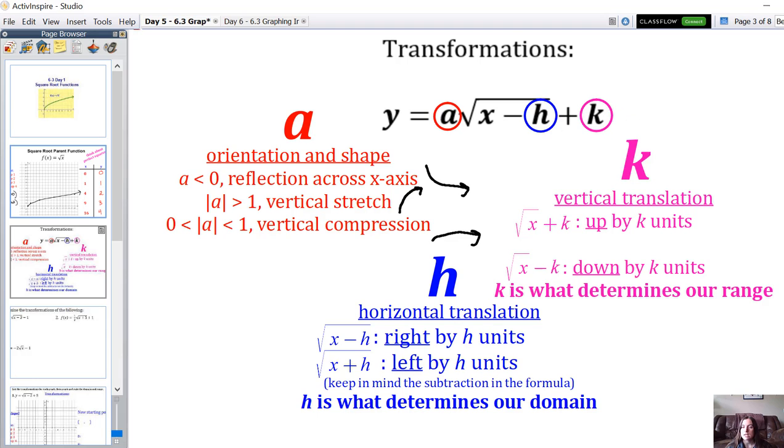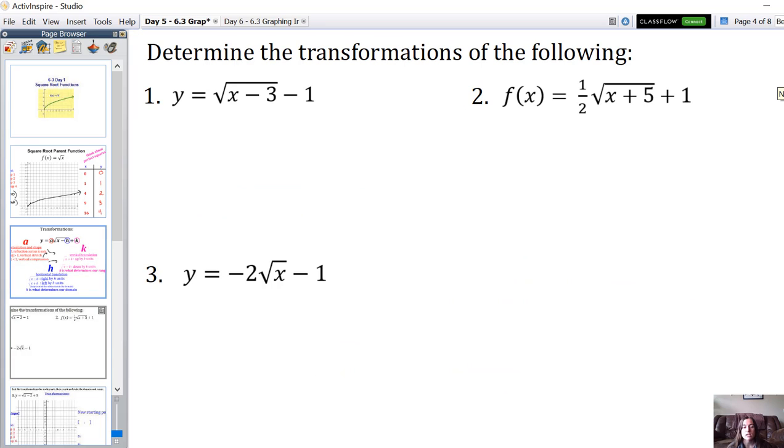So for these first few examples, we're just going to describe the transformations, and then later on we'll actually go in and graph. So we've got y equals square root of x minus 3, minus 1. This minus 3 on the inside means we're going to the right by 3 units. The minus 1 on the outside means we're going down by 1 unit.